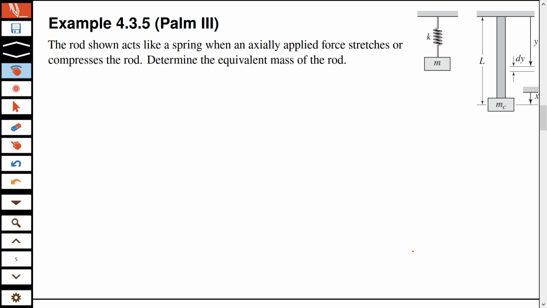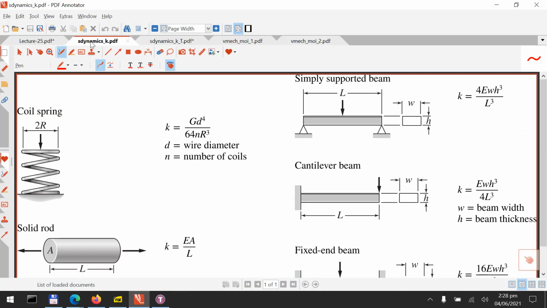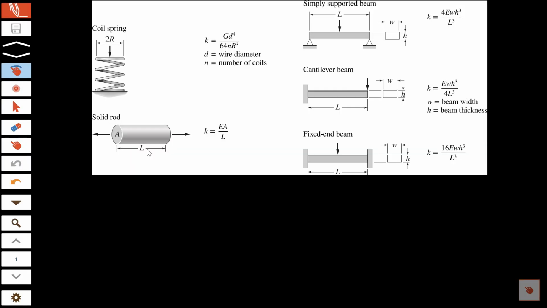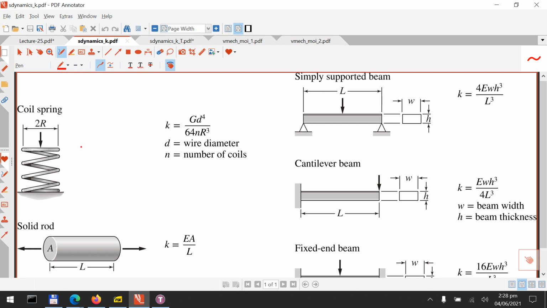Now this example actually introduces a new topic, and before that, let me just show you one table, and you will see why this topic is important. If you can remember this table, we had this table for springs, okay? We had this table for coil spring, and then a solid rod and simply supported beam, and for all of them we wanted to have an entry for the spring constant.